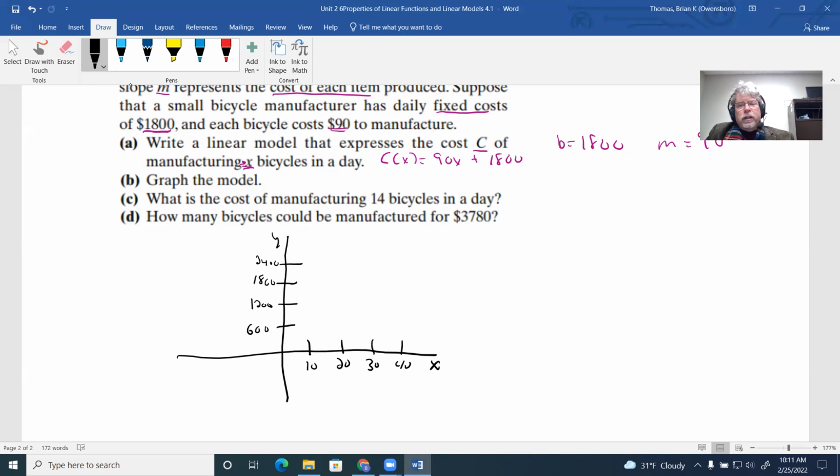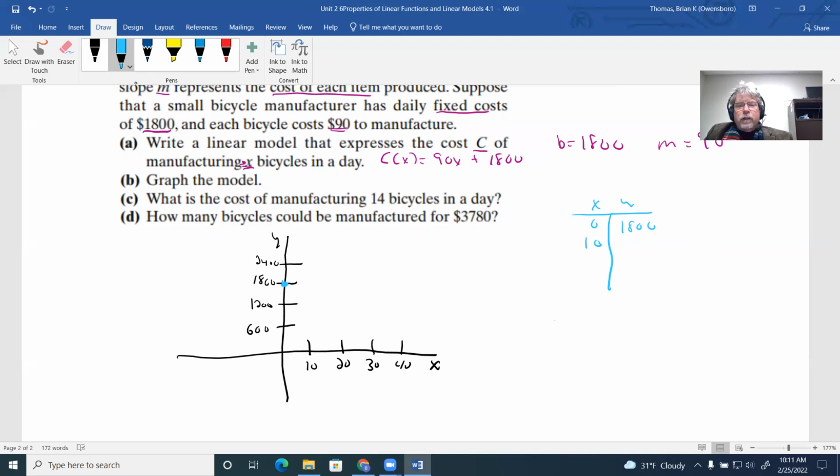To graph it, we basically need 2 points. The 1,800 is one of the points already given to us. Now to find another point, let's just use 10 as an x value. When I make my table, 0 gave me the 1,800 because that was the y-intercept. Let's use 10 and see what we come up with.